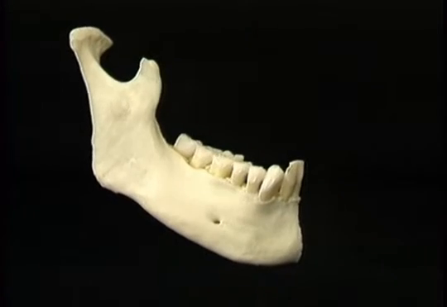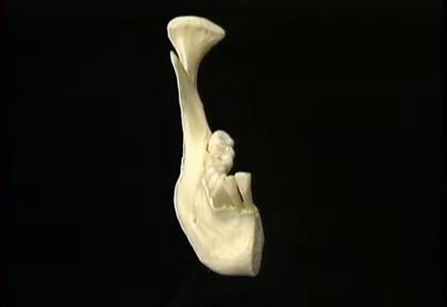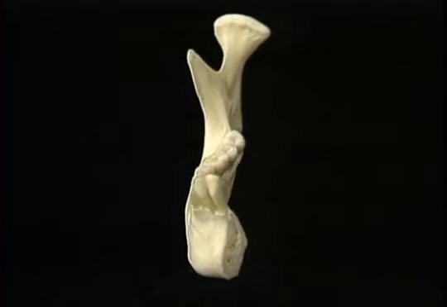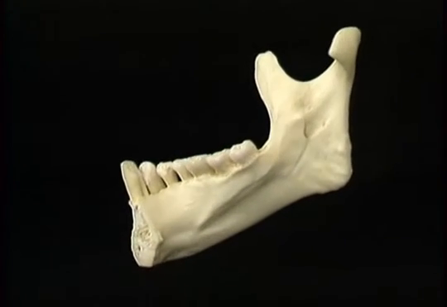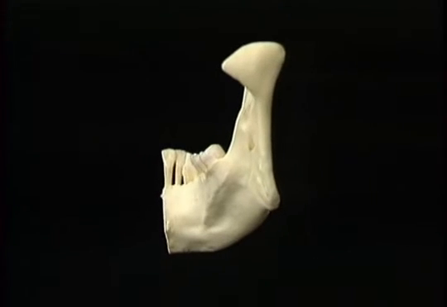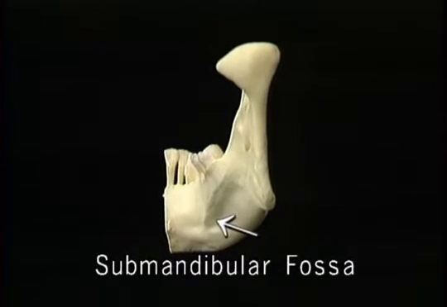The side of the body slopes upward and inward, slightly on the outer aspect, markedly on the inner aspect. The posterior part of the alveolar process bulges medially above this hollow, the submandibular fossa.